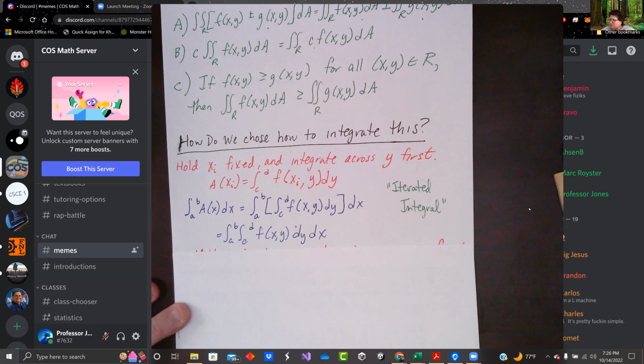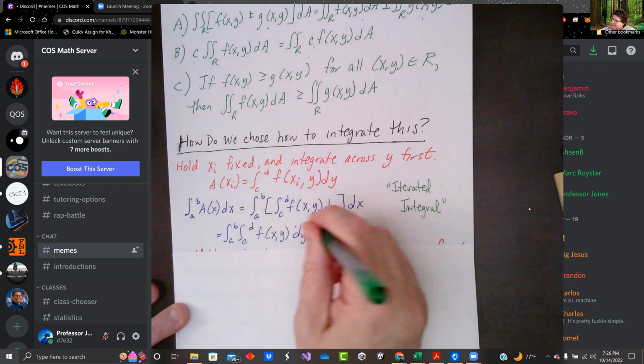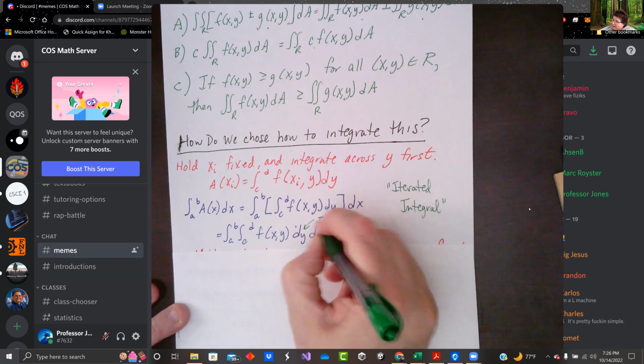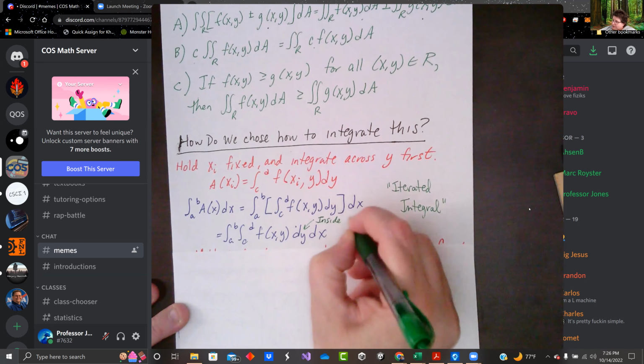These are called iterated integrals. And notice that we did dy first, y first, and it's on the inside. So inside first, work outwards.